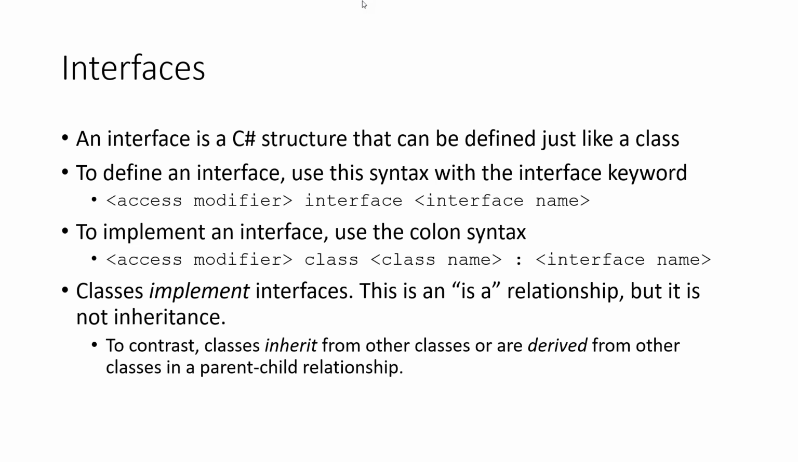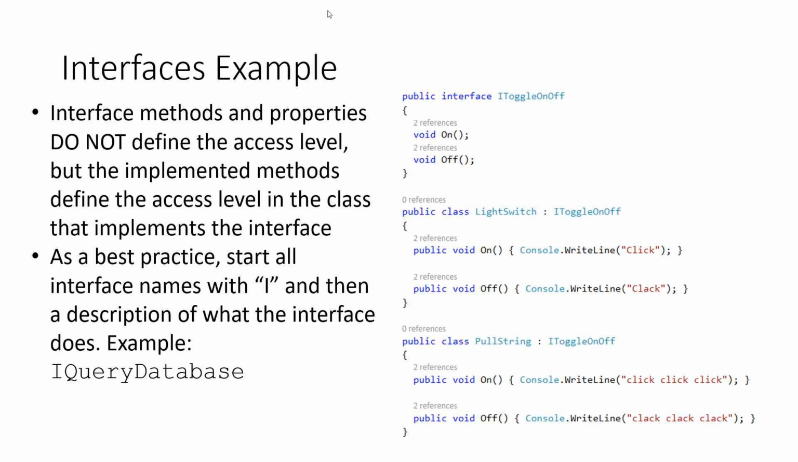So classes implement interfaces, and this is an is-a relationship, but it is not inheritance, okay? So let's take a look at just exactly what this means. Here is an interfaces example. You can see we've got this abstract idea of on or off. An important thing to note about interfaces is there can never, ever, ever be an implementation in an interface. You should not see curly braces for your method bodies when defining an interface.